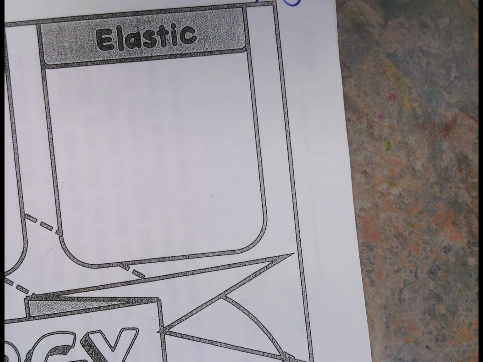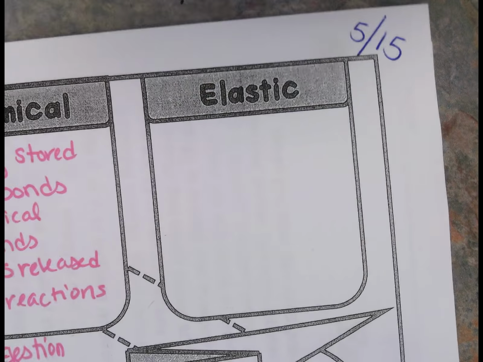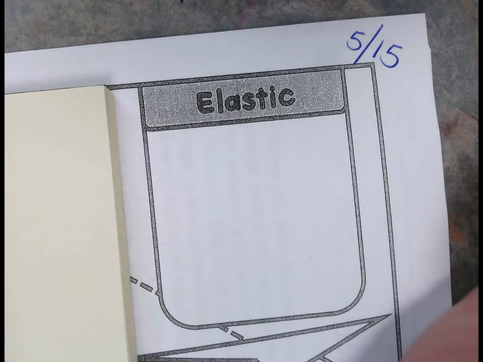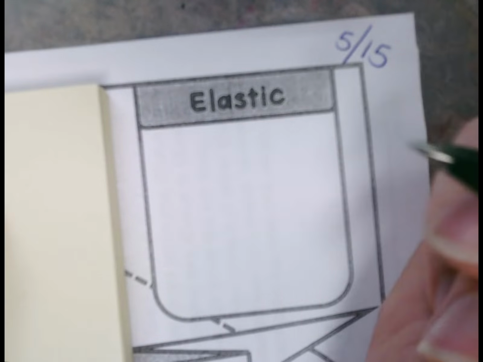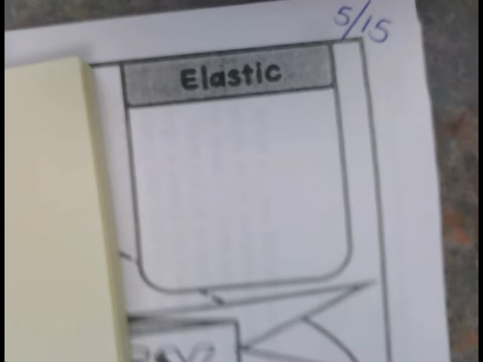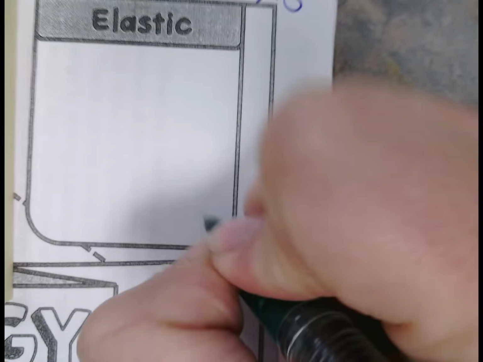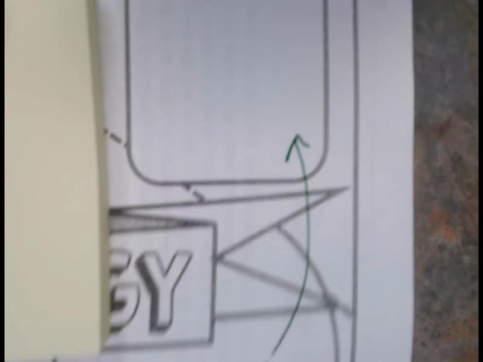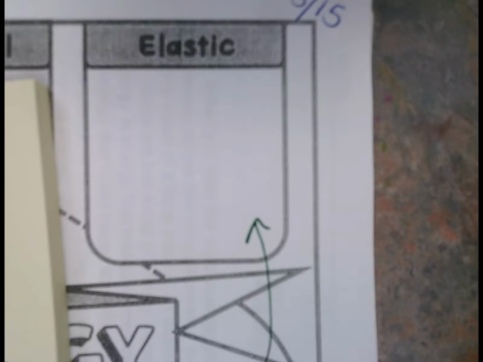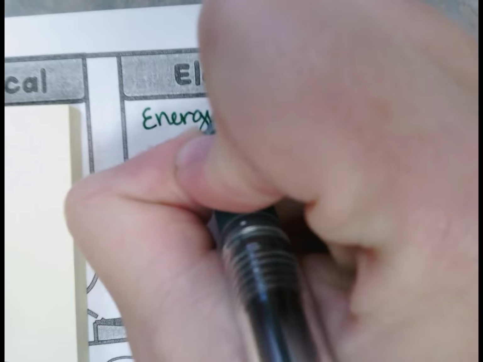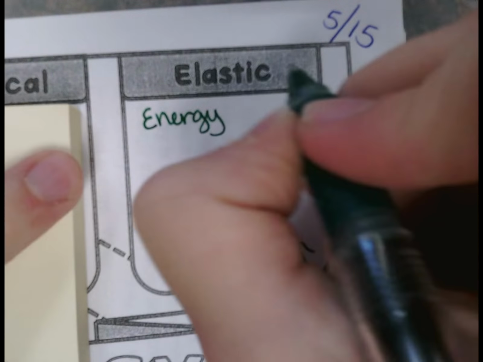Okay, last part is elastic energy. If you've ever heard of elastic, like elastic rubber bands or Elastigirl from Incredibles. Elastic potential energy, these are both forms of potential energy. I should probably put that. They are both forms of potential energy because it's stored. So this is energy stored in an object.